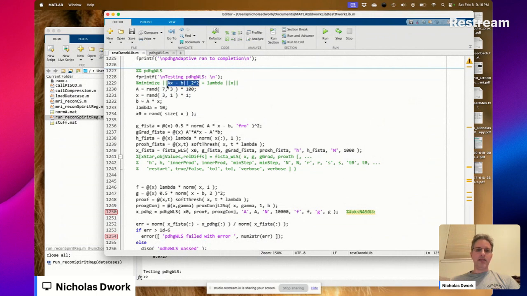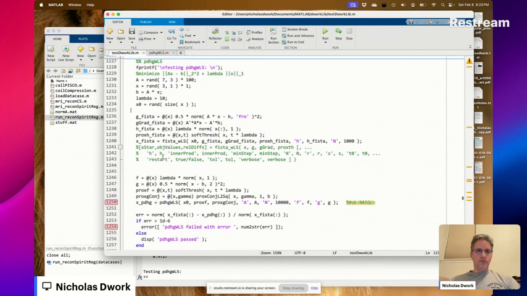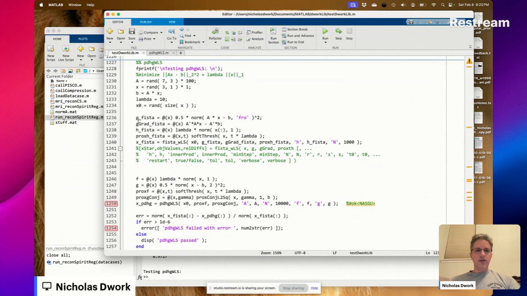And so if we were minimizing the L2 norm of Ax minus b, you'd expect to just get back this x, right? But then we're going to add this regularization term, lambda times the L1 norm of x. And so that's this problem. We're going to solve it two different ways, with Vista and with PDHG. Vista with line search and with PDHG with line search.